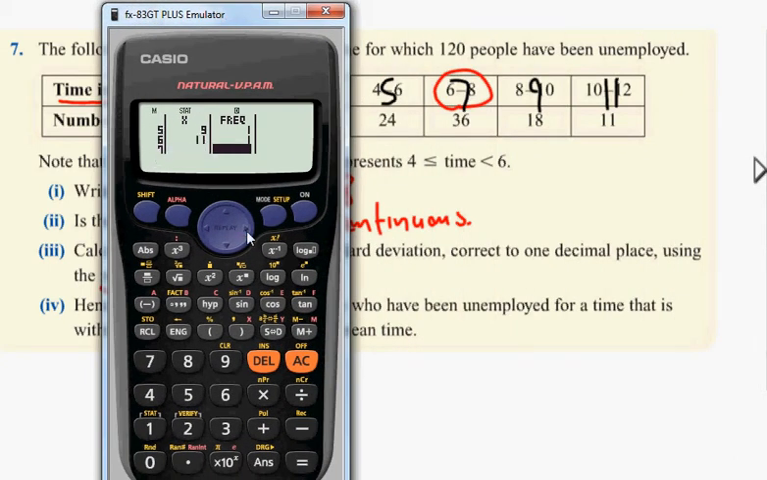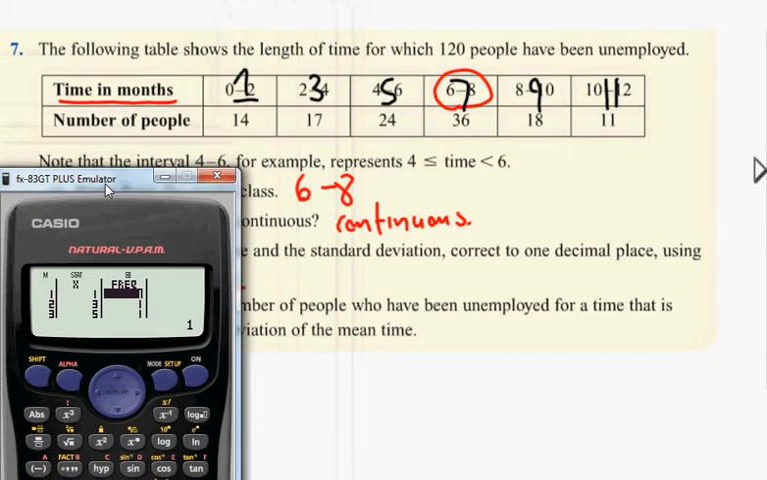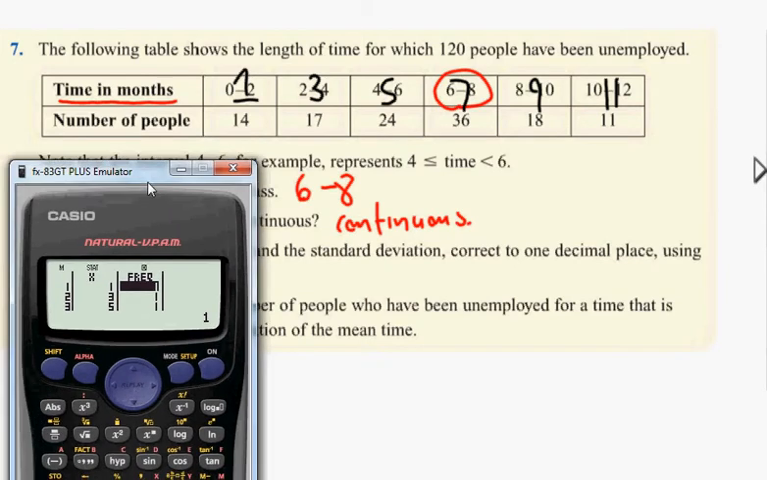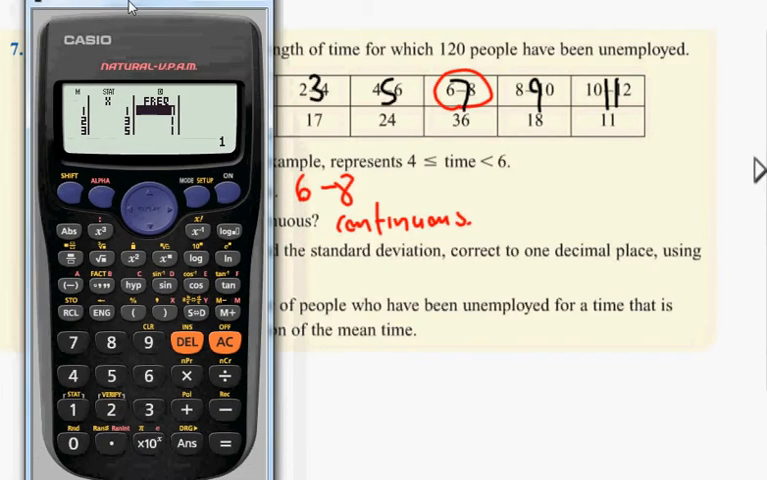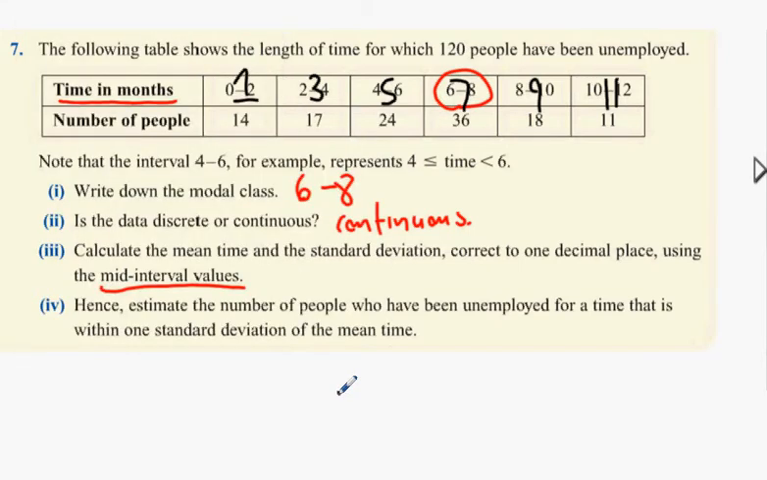Now, the next question is, these refer to the time, the amount of months spent unemployed. Would you agree with that? So, how many people spent 1 month unemployed? 14 people. Next one, 17 people. 24 people. 36 people. 18 people and 11 people. Everybody happy enough with that? Okay. What's wrong?